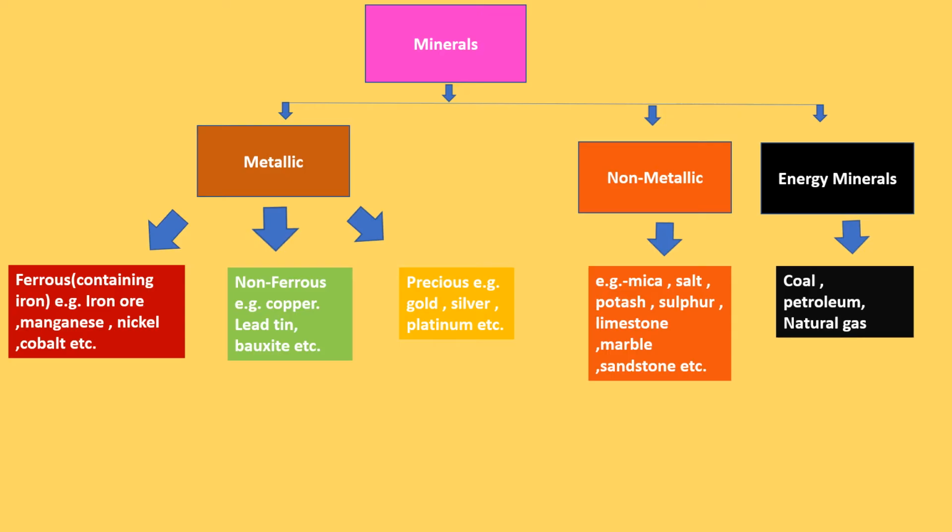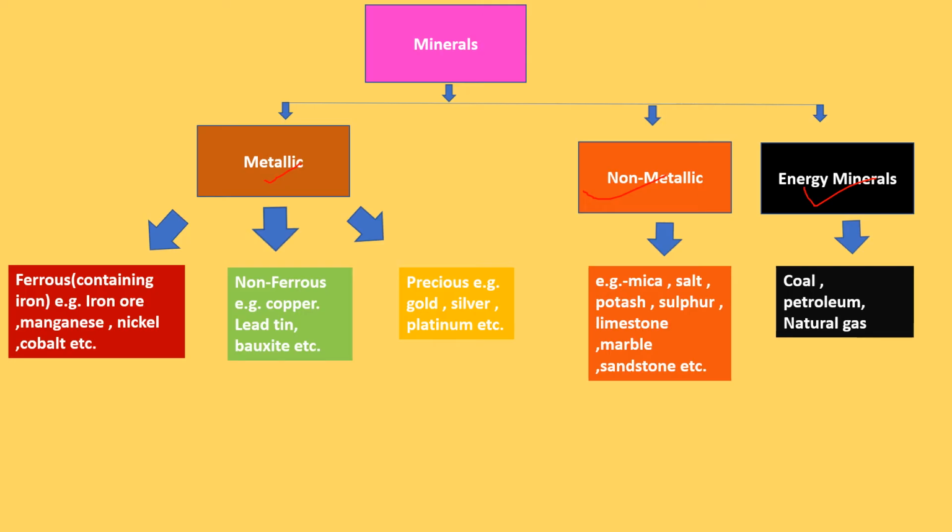Now look at this picture, my children. Here we have minerals. Under the minerals we have metallic, non-metallic, and energy minerals. In the metallic comes ferrous. Ferrous means it contains iron: iron ore, manganese, nickel, cobalt. Non-ferrous: copper, lead, tin, bauxite.